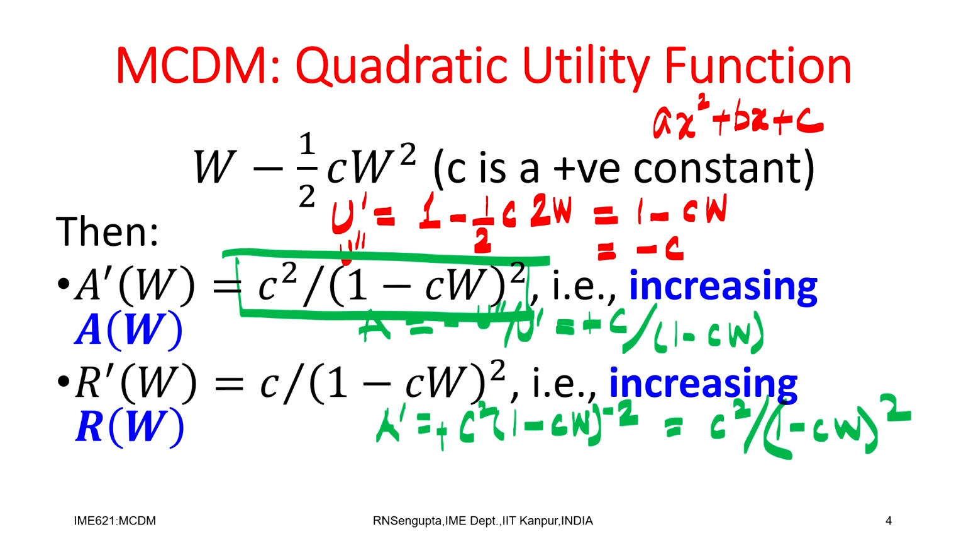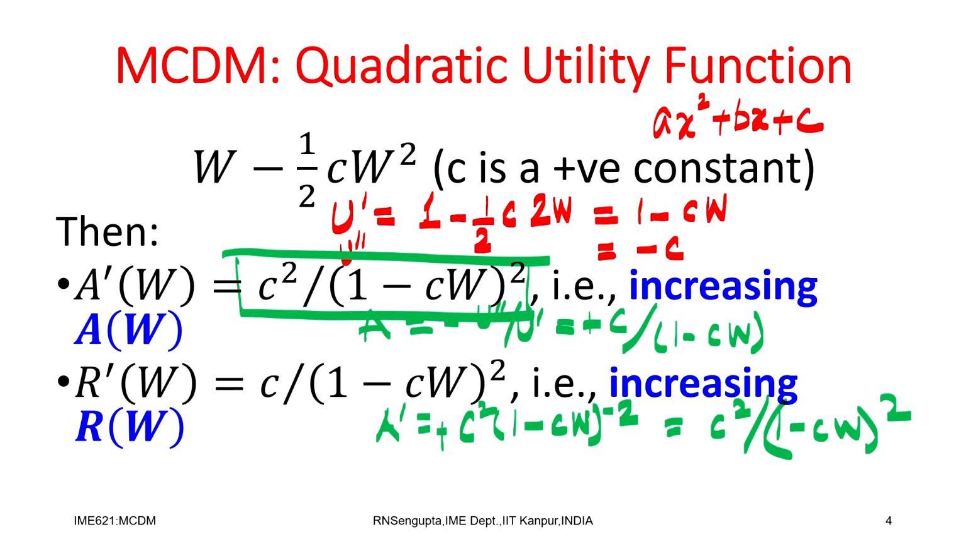Now, here c is a constant. Even if it is negative, the square of that will become a positive term, and the denominator is a square, so it is a positive term. So, it can easily be deduced that a prime would be greater than 0, which is the increasing absolute risk aversion property.